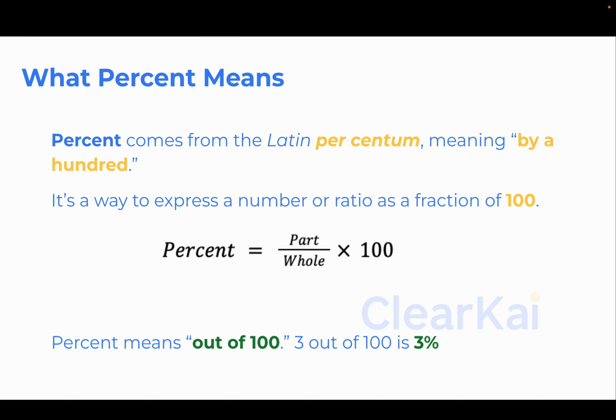That's why we use this formula. Percent equals part divided by whole times 100. If we take, for example, 3 out of 100, that's 3%. If it's 50 out of 100, that's 50%. So whenever you see a percent, just think, it's the part compared to the whole, out of 100.